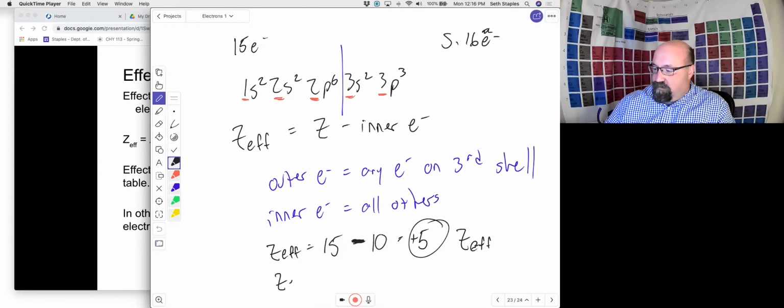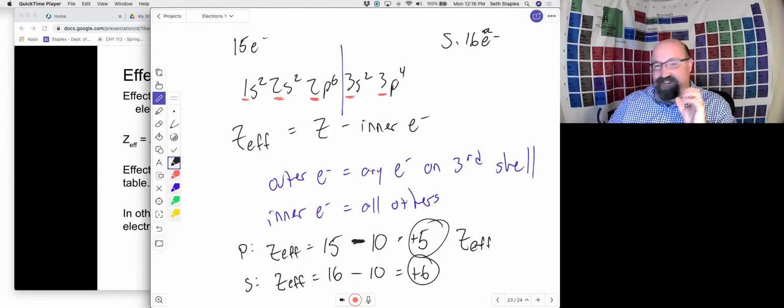and so Z effective for sulfur equals 16 minus our inner electrons. And so for sulfur, the only thing that changes in our configurations is 3p4. So our number of inner electrons does not change. So this was for phosphorus here, now it's for sulfur. And so we get a plus 6 for the pull on a sulfur atom. And so as we move left to right, the effective nuclear charge is going to increase.